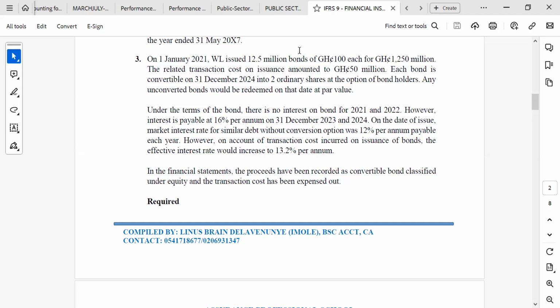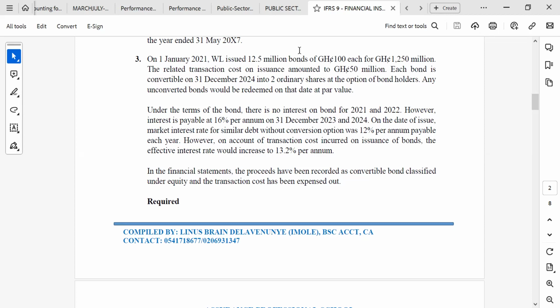On the date of issue, market interest rate for similar debt without conversion option was 12% per annum, payable each year. However, on account of transaction costs incurred on issuance of bonds, the effective interest rate will increase to 13.2% per annum. So they have revised your effective interest rate from 12 to 13.2. It means that you have to subtract your issuing cost from the debt component.